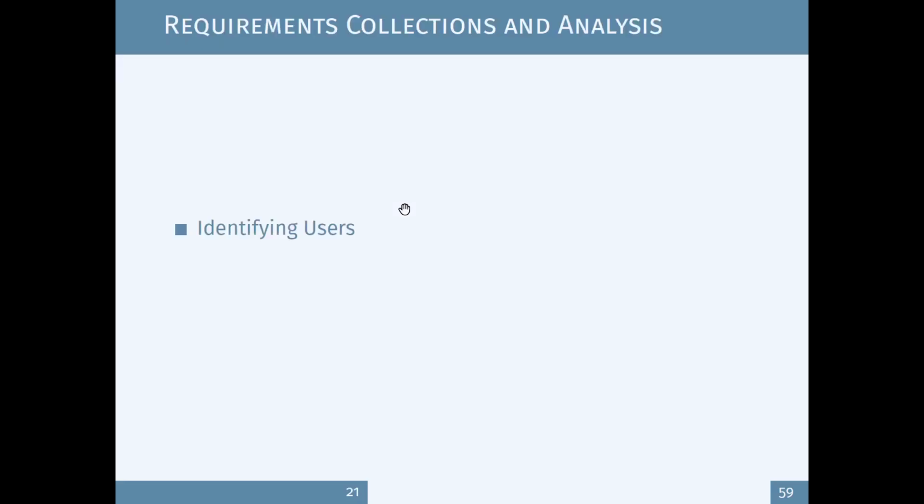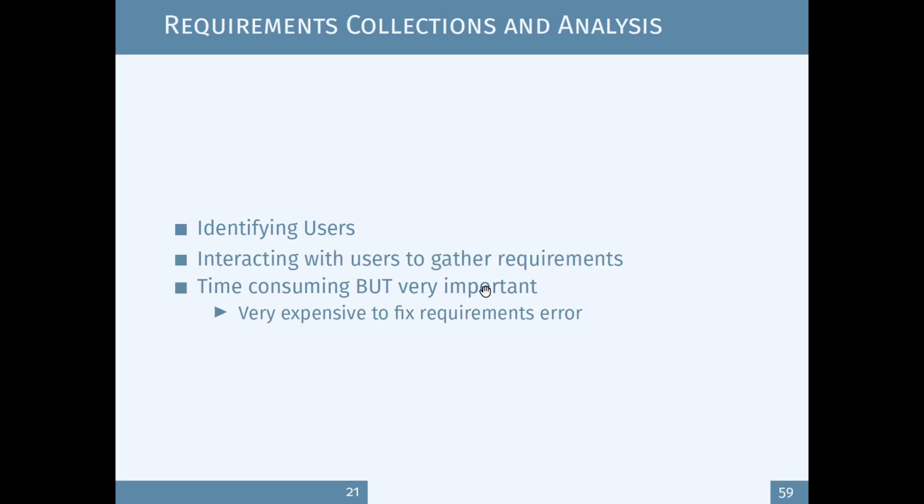Right, starting from the first phase, which is the requirement collection and analysis. The very first step is you need to identify different types of users, right? So you identify different types of users. I told you the different levels of users. And then you have to interact with the users. You have to gather the requirements, their data requirements.